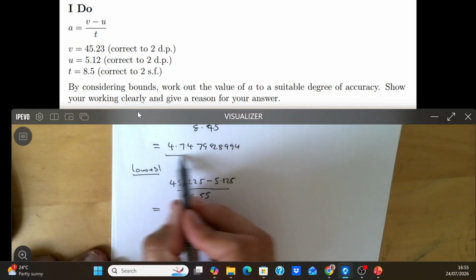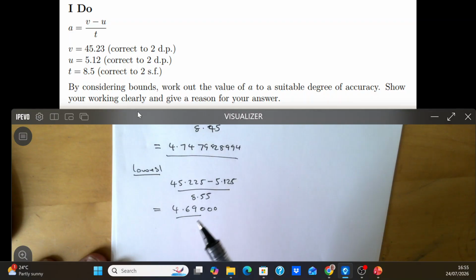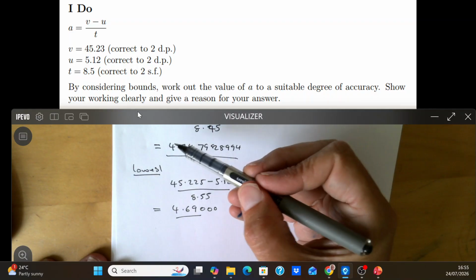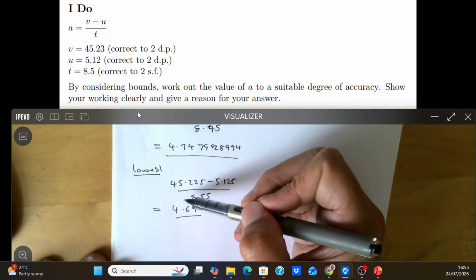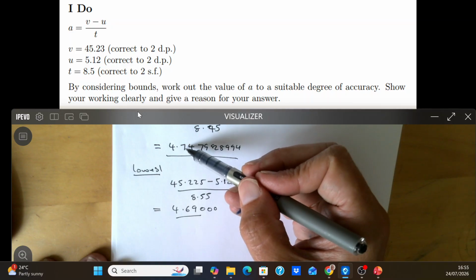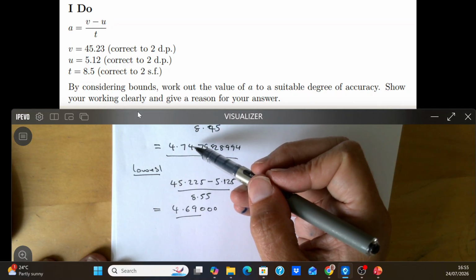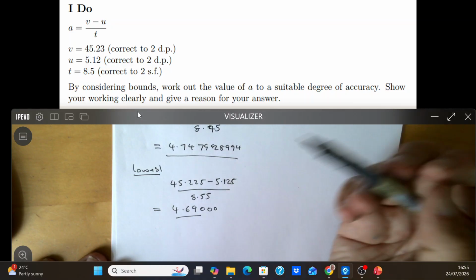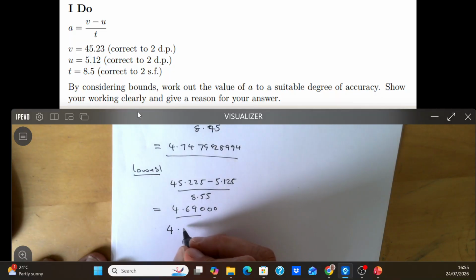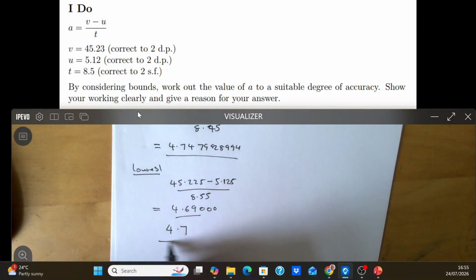Now, because the question says work out to a suitable degree of accuracy, if I round these all to the first significant figure, they both round to 5. If I round it to the second significant figure, that rounds to 4.7, that rounds to 4.7. Third significant figure, that rounds to 4.75, that rounds to 4.69, so that's not the same. So when do they round to the same? When it is 4.7. Right, and that is my answer.